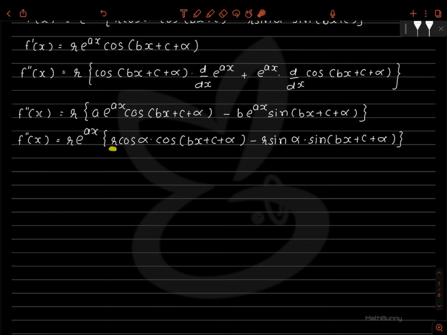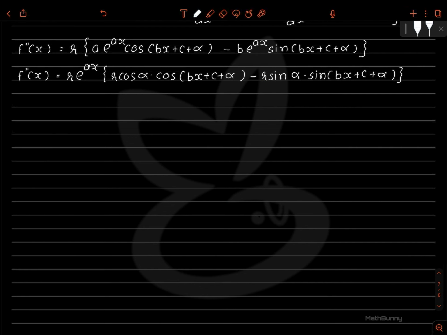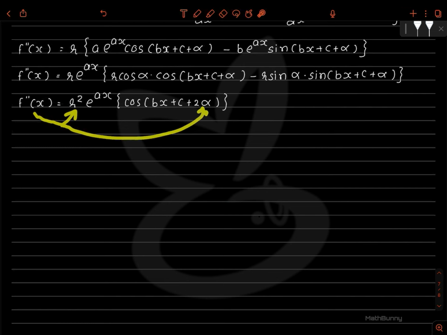You can again take the common r. We will get f double dash of x would be equal to r square e raised to ax, and we can see that the remaining terms are nothing but cos a plus b formula. So inside the bracket would be cos bx plus c plus alpha. From these traits we can see for each successive differentiation nothing changes, only the power of r is increasing and the value of alpha keeps getting added into the angle, right?